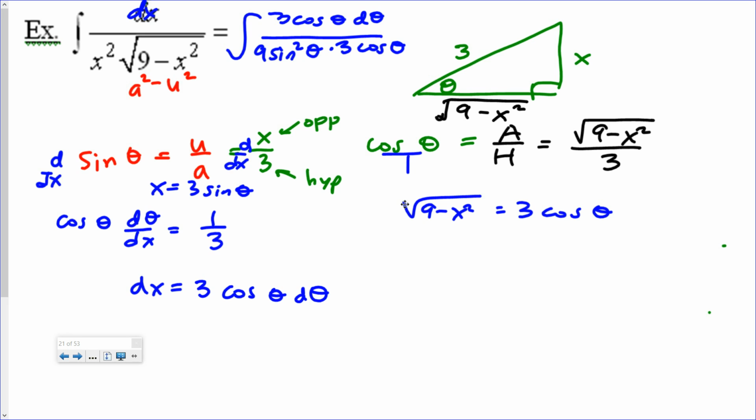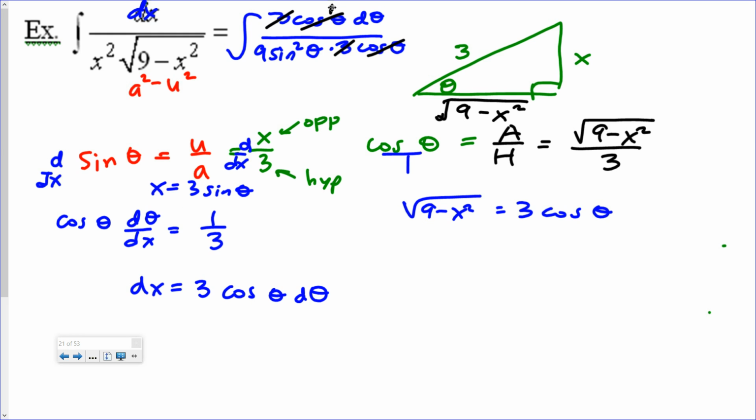What's your goal? Your goal is to replace everything here with thetas, using real algebra. As soon as you get your new integral here, things usually cancel out. Usually you have at least one thing cancel out. Sometimes a lot of things cancel out. Do you see your 3's cancel out? Everybody good with that? As a matter of fact, your cosine thetas cancel out.